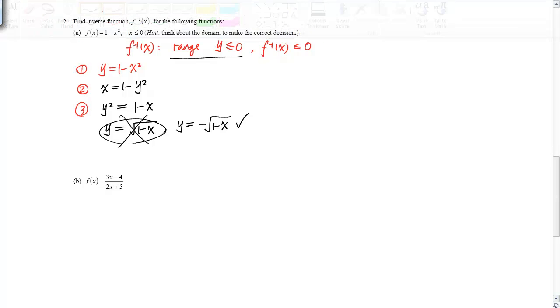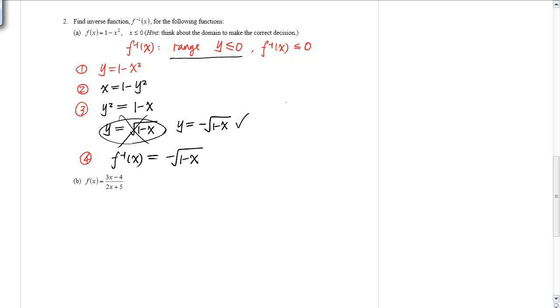And after you have made that decision, the last step is simply to write y as f inverse x equals negative square root of 1 minus x. If you want to, you can use a sketch to help you decide that as well.